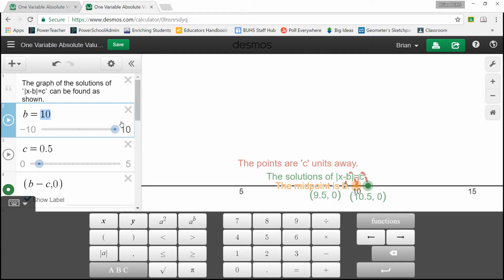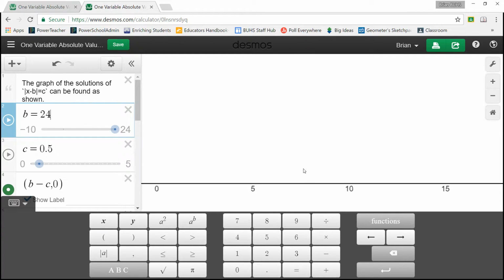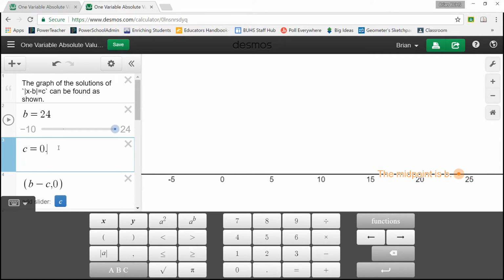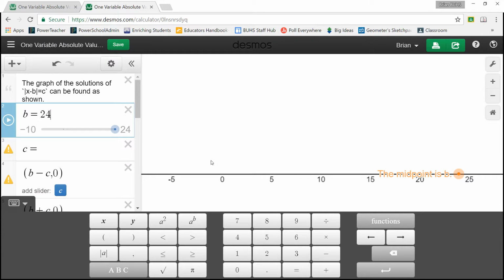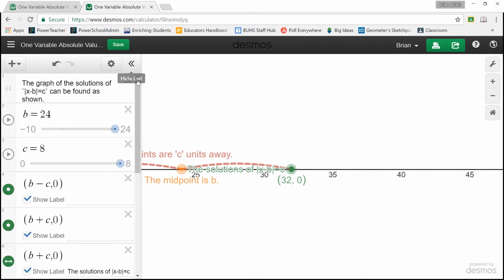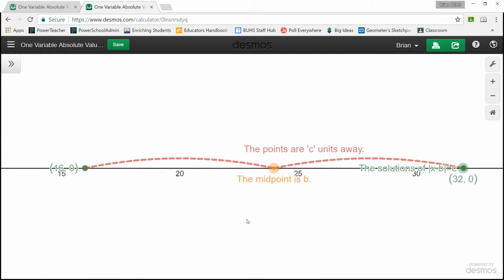So B would equal 24. Will it let me do it? I did. Aha. And then we were expecting an 8. Yeah, I've got all sorts of little equations over here. Why isn't 8 working? I just wanted the 8. There we go. Aha. And I can hide my equations now so they don't scare us.